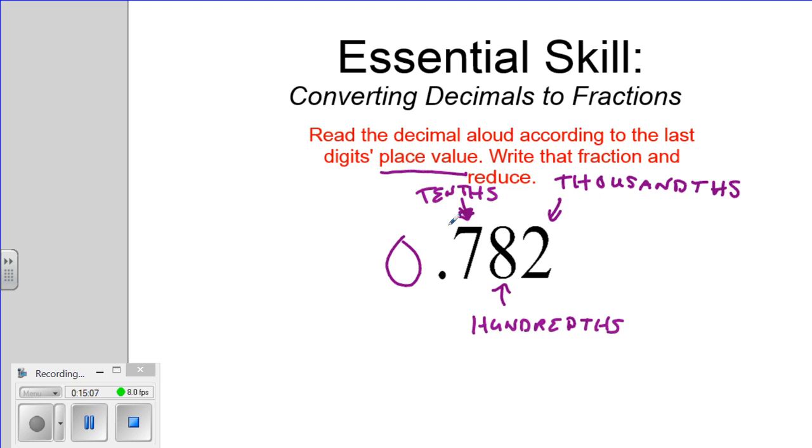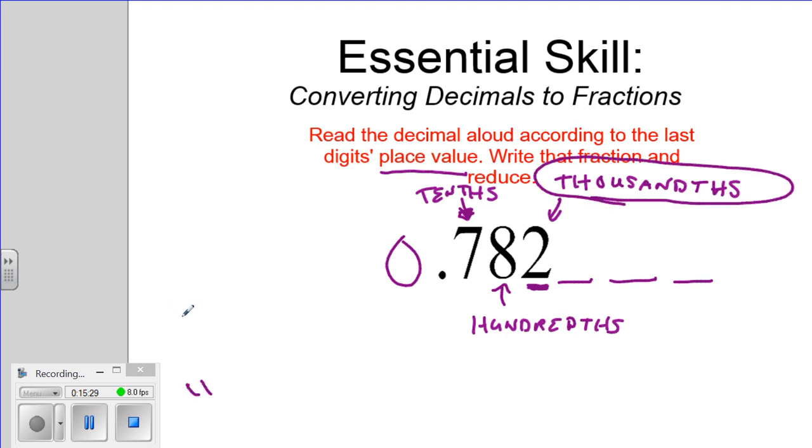place value would be ten thousandths. The next place value would be hundred thousandths. The next place value would be millionths. So read the decimal aloud according to the last digit's place value. In this case, our last digit is this 2, and what place value is it sitting in? It's sitting in the thousandths place. So I would read this as 782 thousandths.